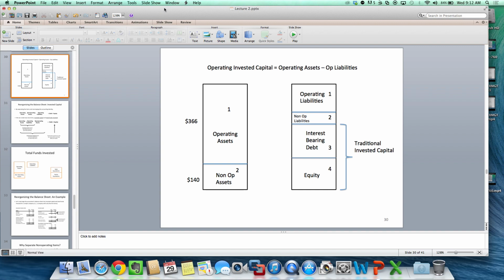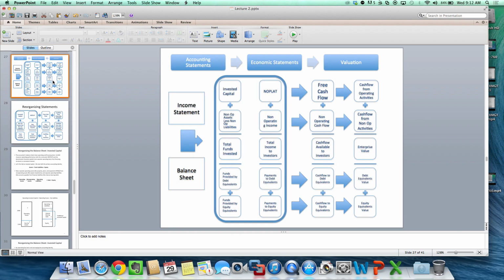So let me go back to the other PowerPoint. I'm still in the same PowerPoint, so I added a different slide. What we're going to calculate is return on invested capital. Our definition of return on invested capital is the NOPLAT, the operating profit, divided by the operating assets. But we're also going to calculate a return on the non-operating assets, because we're going to have a non-operating profit divided by the non-operating assets, which is a return on the non-operating investment, right? So we're going to have a return on both, right?